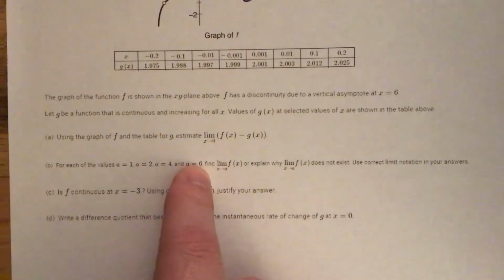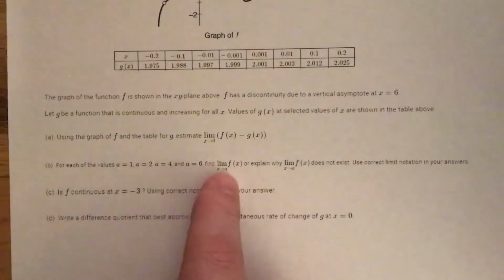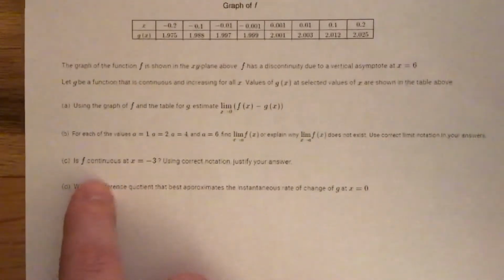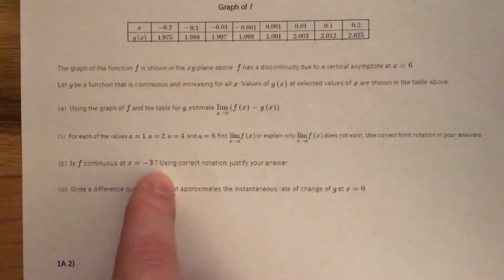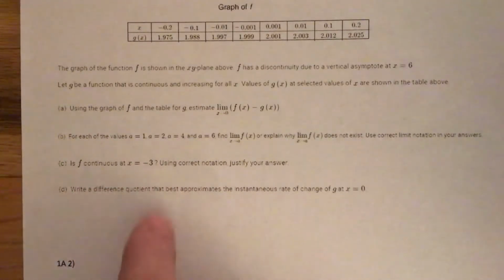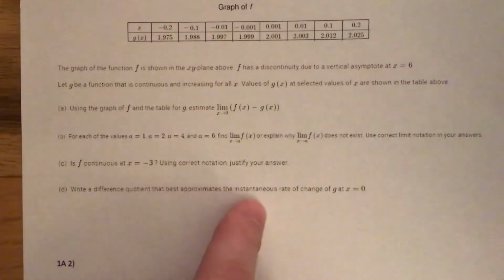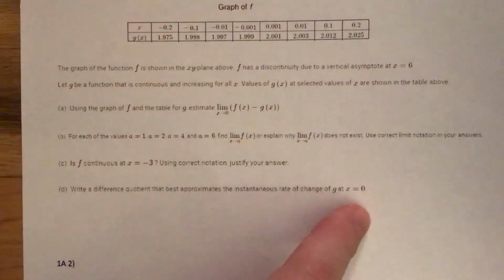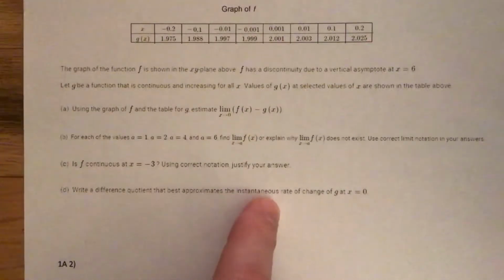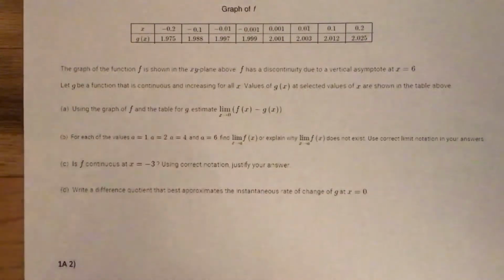Once again, that shouldn't be too bad if you understand the limit concept, being able to answer what the limit is for these four things. It asks if f is continuous at a particular value. Once again, not too bad of a question if you understand and know the definition of continuity. And then write a difference quotient that best approximates the instantaneous rate of change at 0. This is probably the hardest question because you have to know those definitions of the derivative. But once again, overall, this entire question doesn't have anything that's too crazy. It's all about limits. So let's look at the answers.